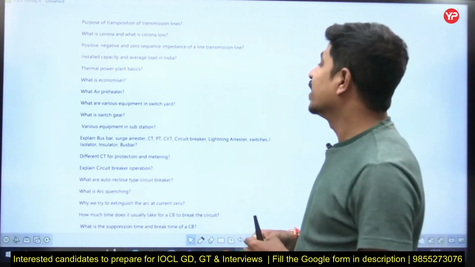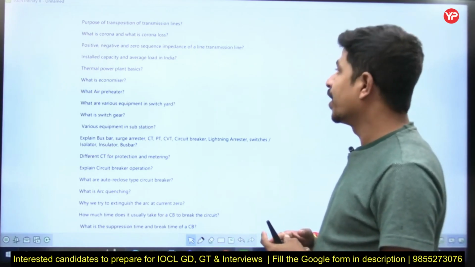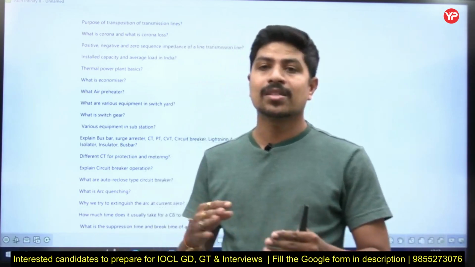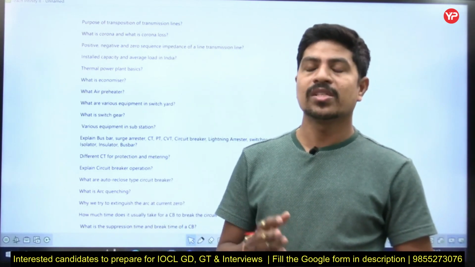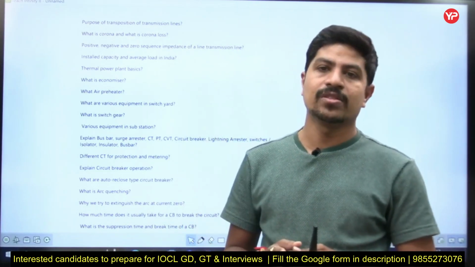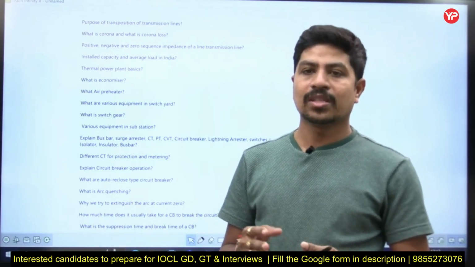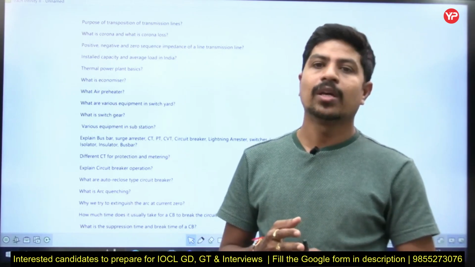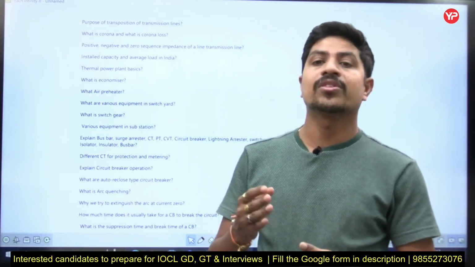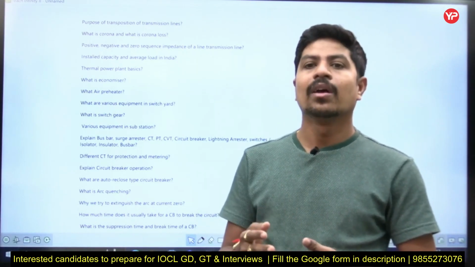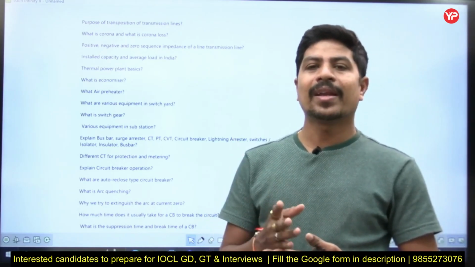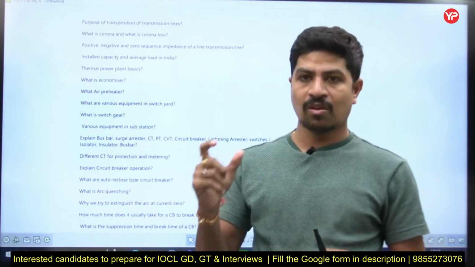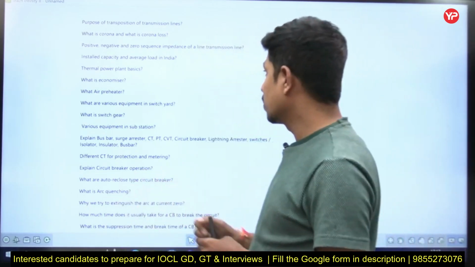Next question is installed capacity and average load in India. The one who is going to the IOCL interview must know what is installed capacity, what is reserve capacity. These basic definitions must be known, and what is the power generation capacity in India as of today. We have different types of power generation like thermal, hydel, nuclear. Broadly they can be classified as conventional and non-conventional. How much percentage is conventional, how much percentage is non-conventional. This classification is important, right?